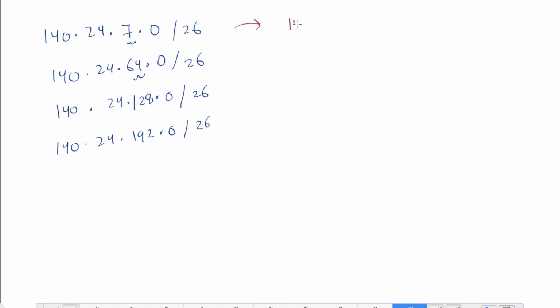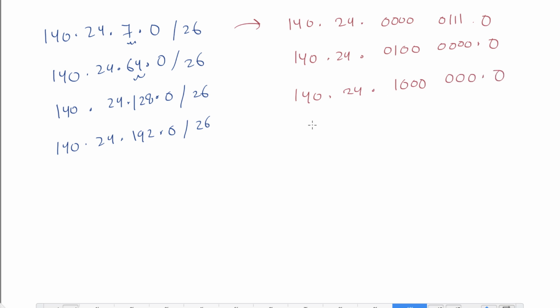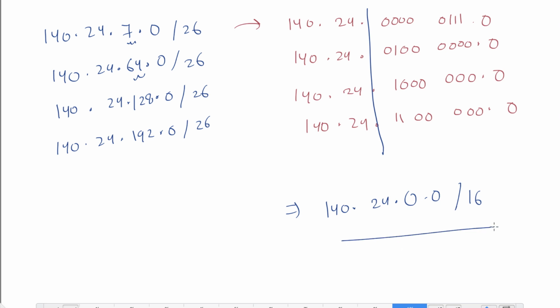We are going to write into binary first. 140.24 is common, and then 7 means 0 0 0 0 0 1 1 1, and then dot 0. Then 140.24.64 means 0 1 0 0 0 0 0 0 dot 0. 140.24.128 means this, and then 192 means this. Then just check till what point things are common. Things are common till this point only, right? So it will be 140.24.0.0/16. This will be the aggregation of these four networks.